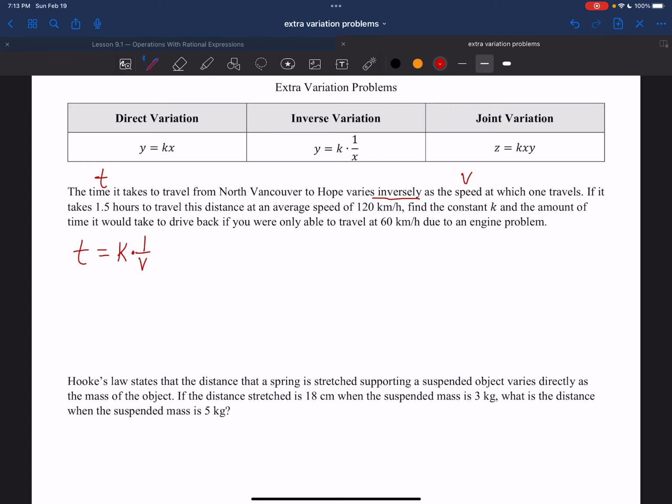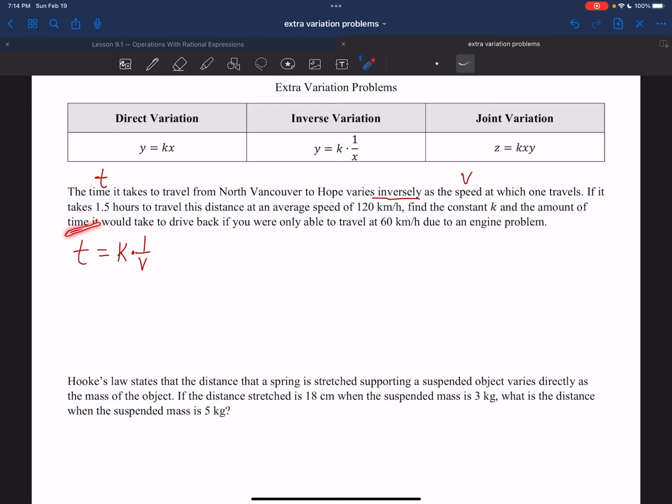And now I just need to solve the problem because you've got the general equation written. We need some information to figure out what k is. What is our proportional constant? We'll plug that information in, solve for k, and then we'll use that to make a prediction. So, reading the rest of the problem. If it takes 1.5 hours to travel this distance at an average speed of 120 kilometers an hour, find the constant k and the amount of time.